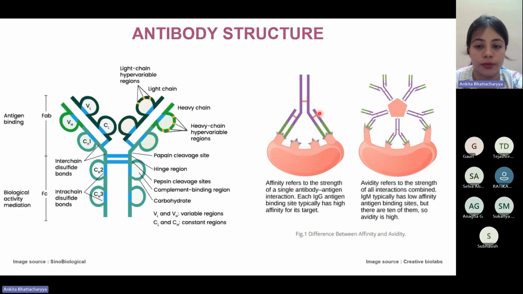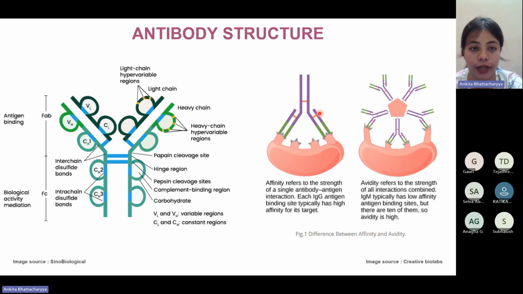So yeah, coming back to the concept of avidity. Avidity was the sum total of strength of all of the interactions that were combined. Here you see a representation of a different isotype of antibody, which is IgM. IgM is pentavalent in nature, which means that it forms a structure where 5 antibodies all together are able to bind to a particular antigen.